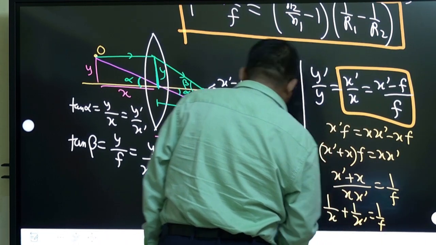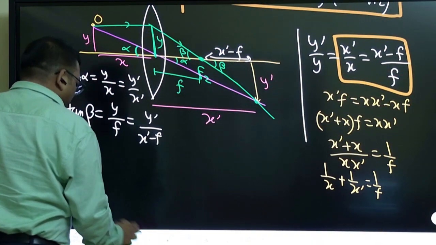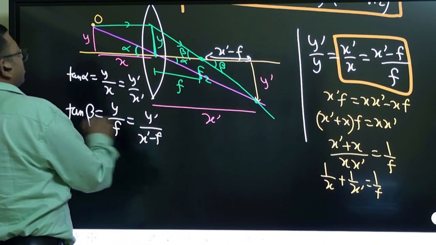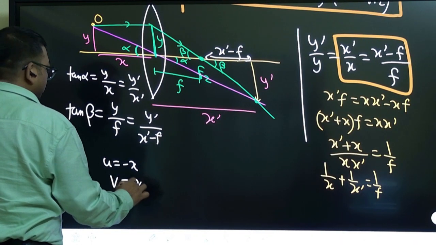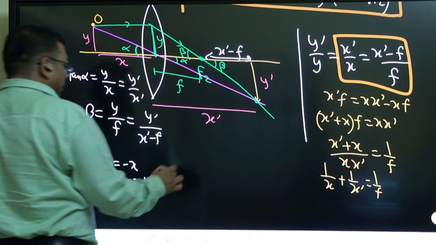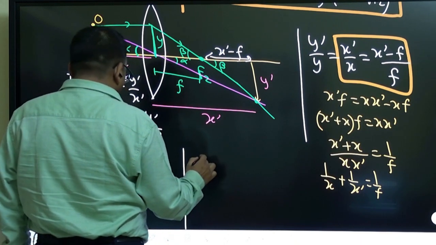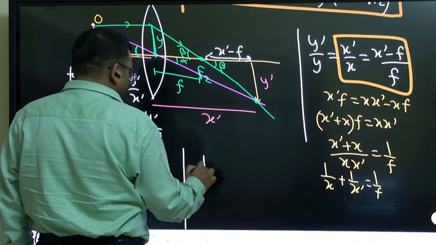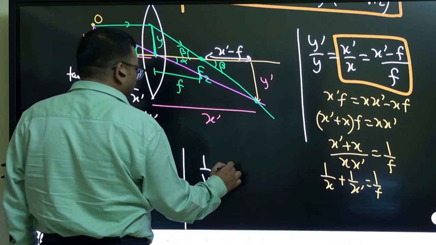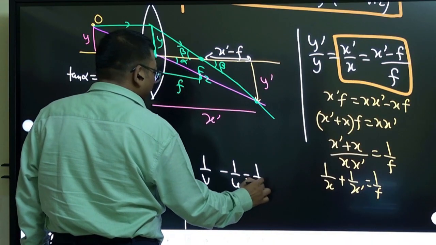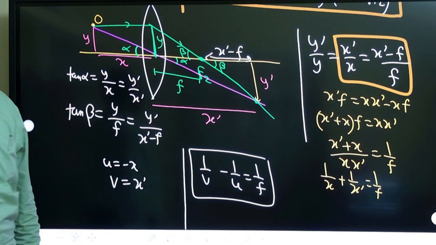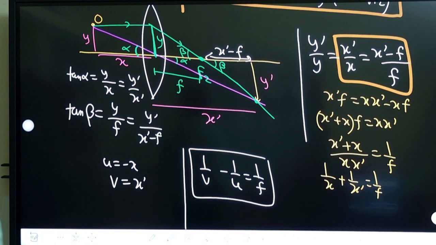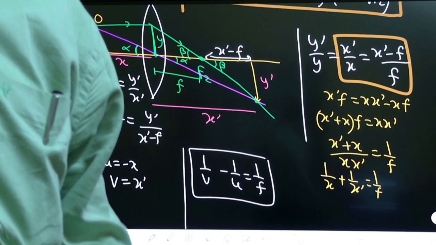It looks like the mirror formula, but it is not the mirror formula. I will now put the sign convention, because u I will put as minus x, v I will put as x dash, and focal length I'll keep as it is. So here you will see 1 by x dash becomes 1 by v, 1 by x becomes minus 1 by u, and this is 1 by f. This is how we get the lens formula, which is a grade 10 topic, but simply by trigonometry we are calculating this. Are you getting this? Yes.